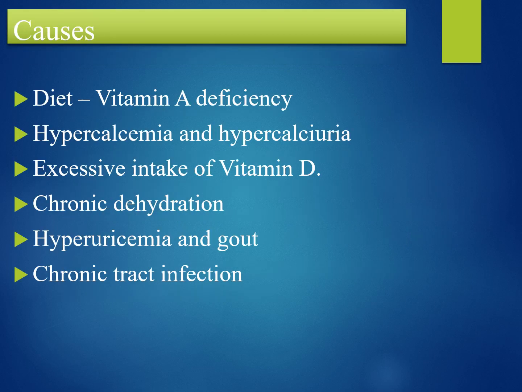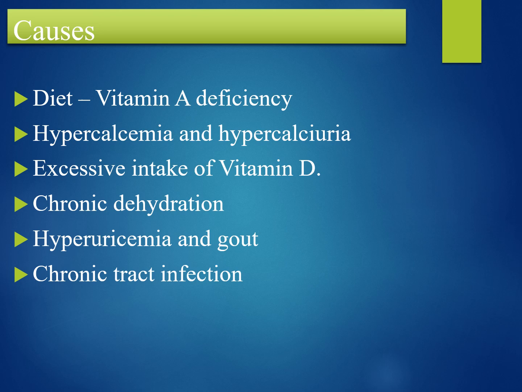Next is causes of renal stones. The first main cause of renal stone is diet, that is vitamin A deficiency, hypercalcemia, hypercalciuria. When the calcium level is increased in the blood, obviously the calcium is excreted in the urine. So hypercalcemia, and then excess amount of calcium excreted in the urine, such a condition is hypercalciuria.